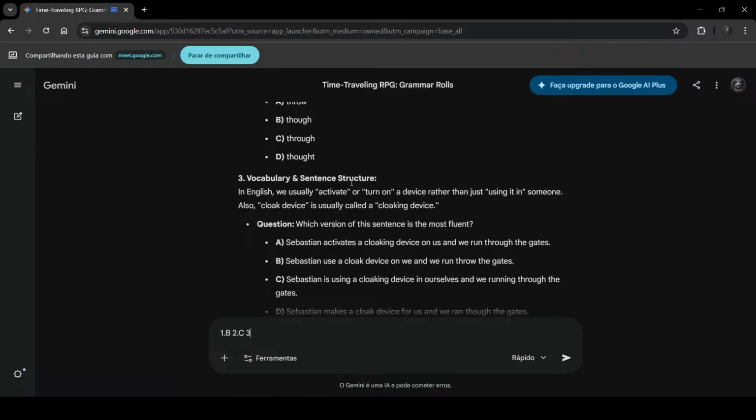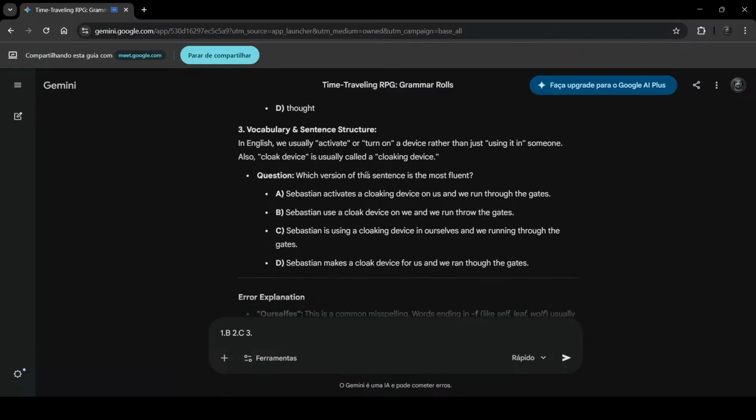There's more. Three, vocabulary and sentence structure. In English, we usually activate or turn on a device rather than just using it on someone. Also, a cloak device is usually called a cloaking device. Did it give you the answer here? The AI sometimes gives the answer. I don't know, so we'll see.